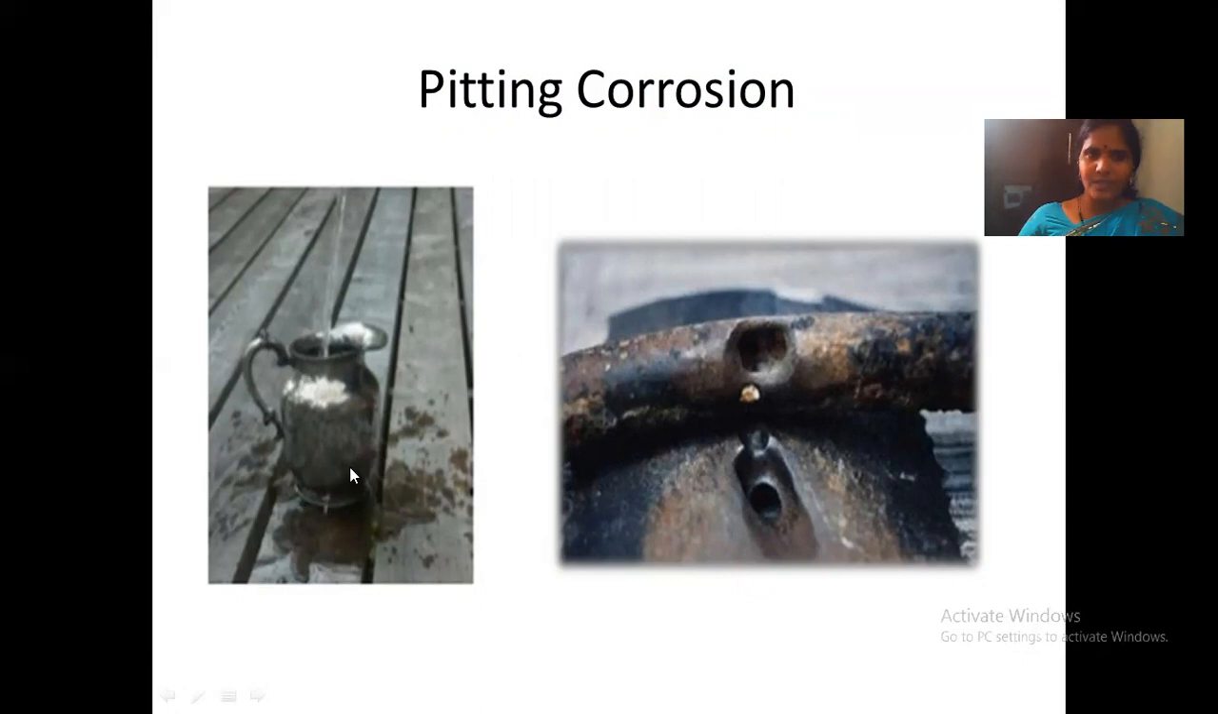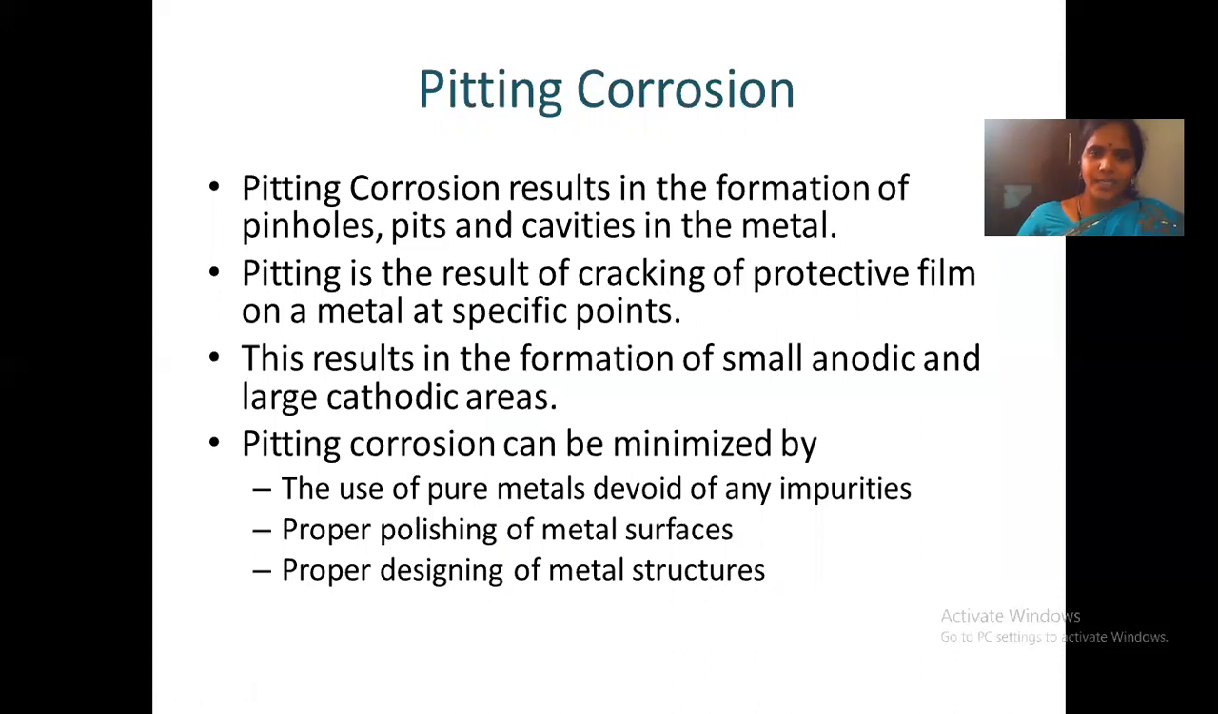There are various factors which result in pitting corrosion. Sometimes the protective film can be removed so that a small part is exposed to the environment and corrodes. It can be avoided by using pure metal, or by polishing the metal properly. Sometimes the stress or the design of the apparatus also leads to pitting corrosion, so proper design can also avoid it.